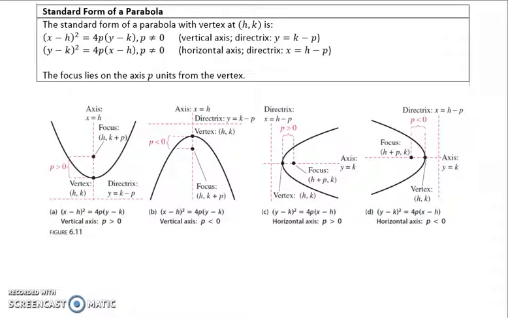Now, how we're going to write these in standard form. The standard form has a vertex at (h, k), and we say (x minus h) squared equals 4p times (y minus k) if we have a vertical axis, so if they open up or down like we're used to seeing. And if it opens left or right, it's going to be (y minus k) squared equals 4p times (x minus h). For both of those, p is not equal to 0. Now that p, you'll note, is the distance from the focus to the vertex.